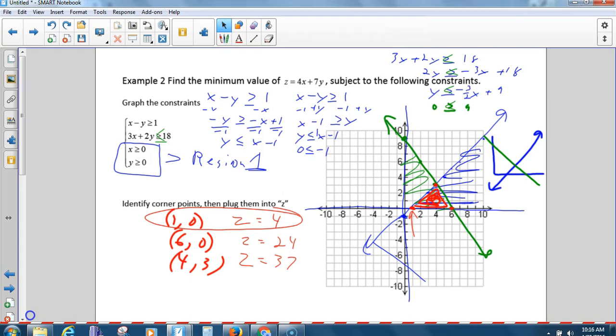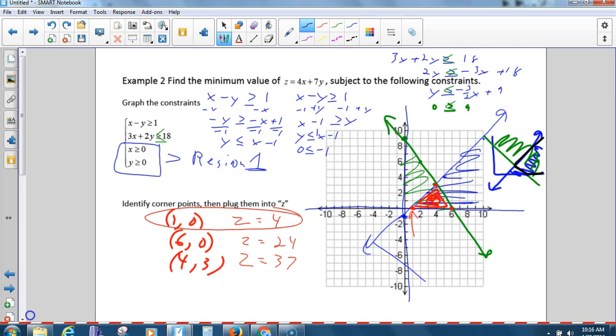Well, if I did not change the sign, then it would have been like we did originally, underneath here, and it would have been the other side of the green line, which would be here. So where would the area of feasibility be? It'd be right here. And this is called an open area.